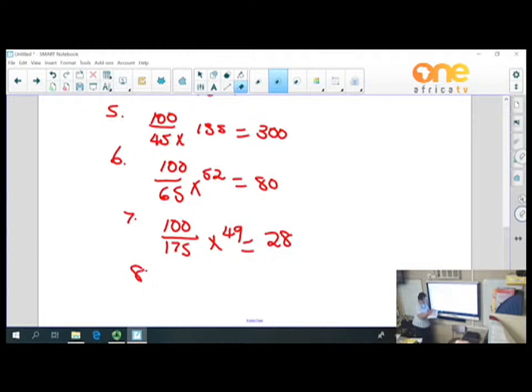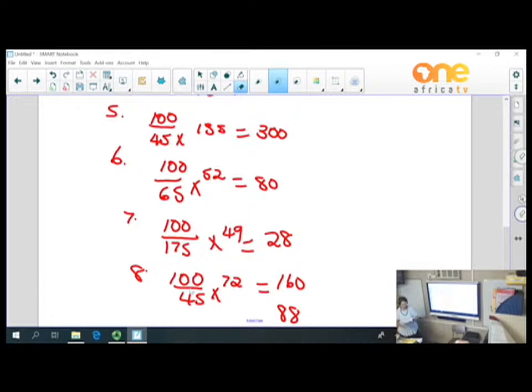And the last one then, number 8, 45% are women. There are 72. Find the total. So it's again 100 over 45 of the 72, 160. This is A's answer, and then B's answer is the total number of male ones, so you just subtract it now, 88. Or you can calculate 55%, then you'll get the same answer.